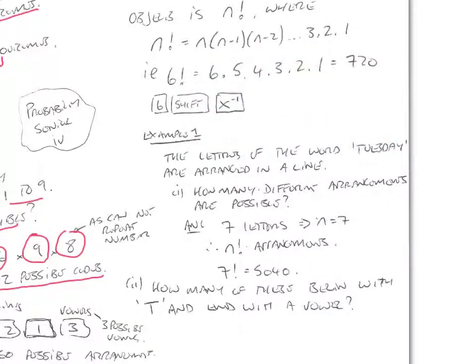So here's an example now. The letters of the word Tuesday are arranged in a line. How many different arrangements are possible? There's 7 letters, n is 7, so we look for n factorial arrangements. 5,040 different ways we can rearrange the 7 letters. Okay.